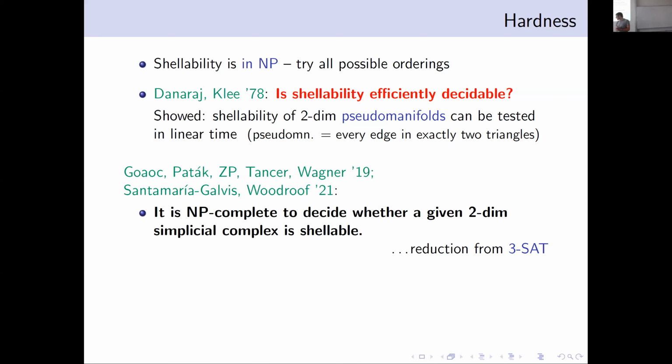Now, several years ago, we together with my co-authors, Goaok, Zuzana Patáková, Martin Tancer and Uli Wagner, proved that this is actually NP complete. And later on, the proof was to some extent simplified by Santa Maria, Galvis, and Woodruff.